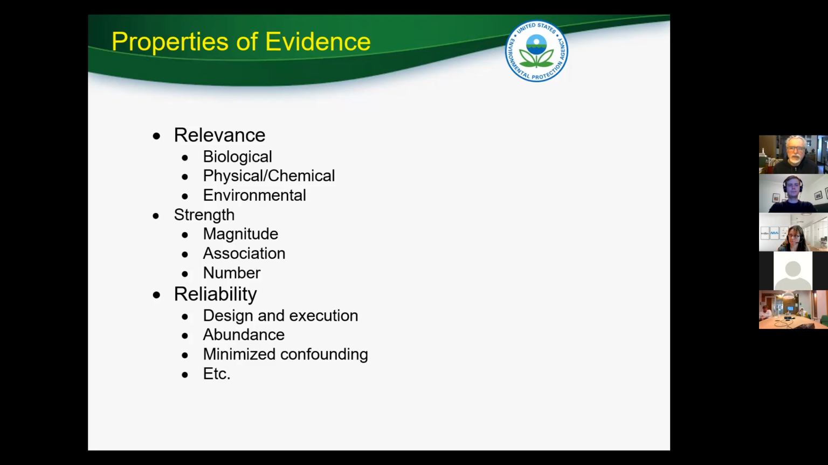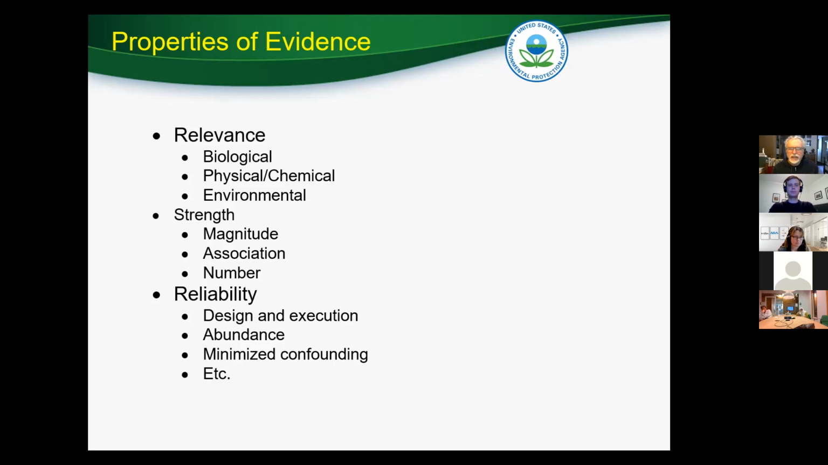Physical chemical relevance are the properties of the agent, the ionic state, and that sort of thing, dissolved versus particulate and so on. And then, is the environment relevant? Are you comparing streams to streams, or are you comparing ponds to streams?